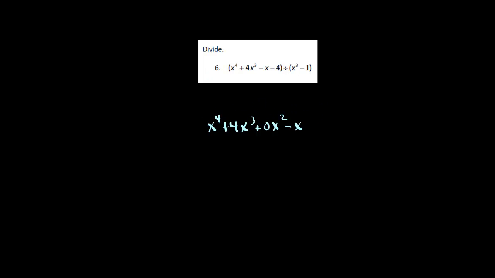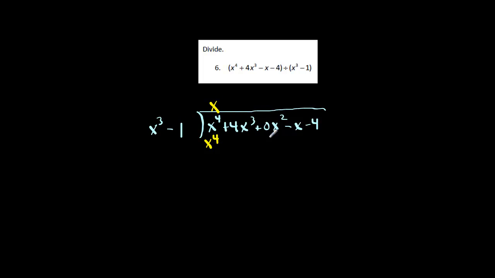Wow, that is not a straight line. Let's try that one more time. Divided by x cubed minus 1. So x cubed goes into x to the 4th, x times. x times x cubed is x to the 4th.